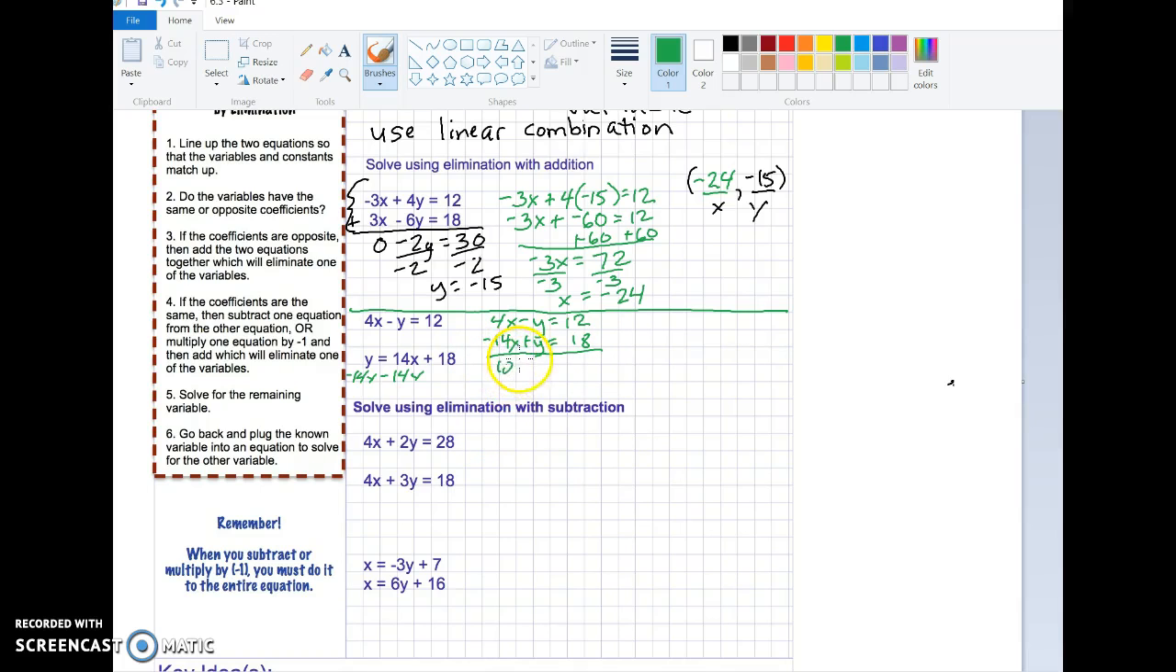Now I'm going to add them together. I get 10x. Negative y plus a positive y is 0. So again, I've eliminated my variable because that's my goal. I want to get rid of a variable. Equals 30. Divide by 10. Actually negative 10, because this is a 4x minus 14x, or plus a negative 14x, is negative 10x. Divide by negative 10, and I get x equals negative 3.